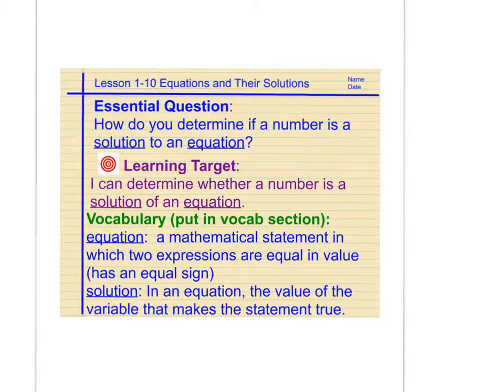There are two vocabulary words. Make sure they go in your vocabulary section. The first one is equation. It would go under the E because it starts with E. An equation is a mathematical statement in which two expressions are equal in value. It has an equal sign. And here's solution. Solution starts with S, so it will go under S in your vocabulary section. A solution in an equation is the value of the variable that makes the statement true.